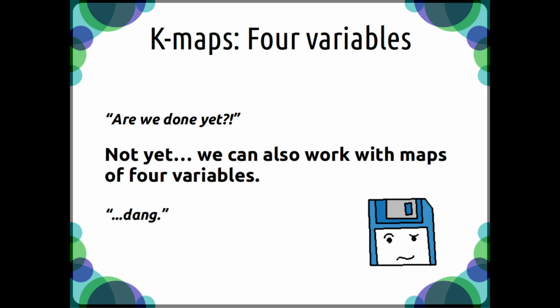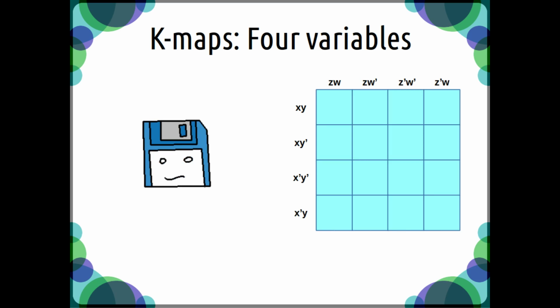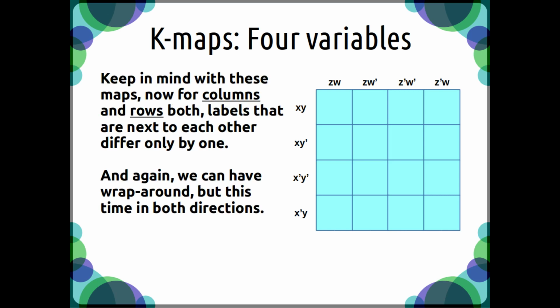And that's not all. We can also work with 4 variables, and possibly more, but we're only going to go up to 4 variables. And so each of our columns and each of our rows will have 2 variables each. Again, keep in mind that when you're labeling your rows and your columns, each neighboring column and or row can only differ by 1. So we have xy, xy prime, x prime y prime, and x prime y. Also, we can wrap around, and this time it will be in both directions.